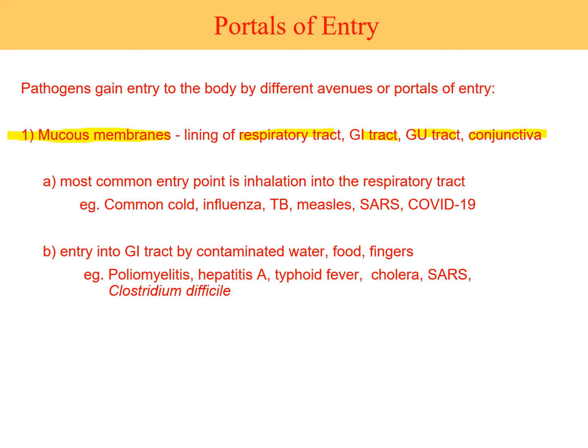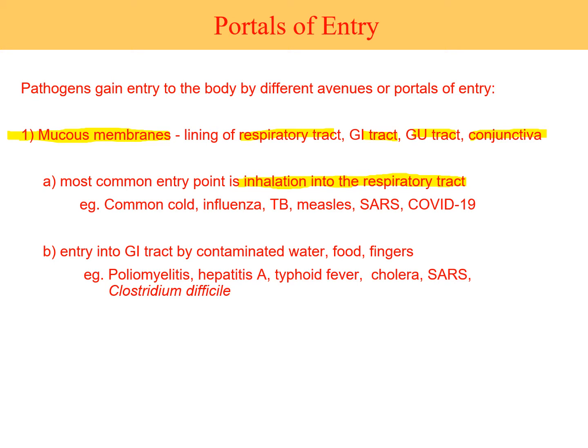Now, the most common portal of entry or entry point is by inhalation into the respiratory tract. Remember that the respiratory tract, the surface going down, is a pseudostratified columnar epithelium with cilia on it. It's a ciliated pseudostratified columnar epithelium. And then once you get into the respiratory zone, you have the alveoli surface, which is made up of squamous epithelial cells. It's a simple squamous epithelium. They're called type 1 epithelial cells, and they line that.